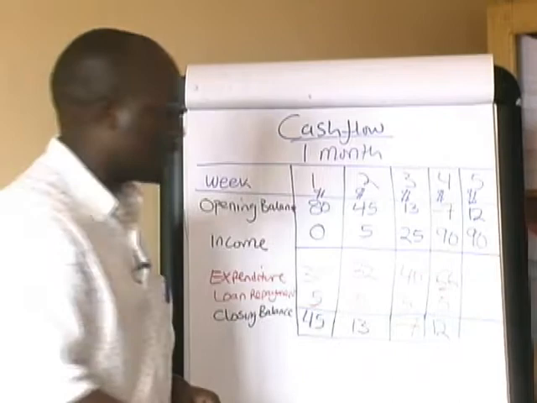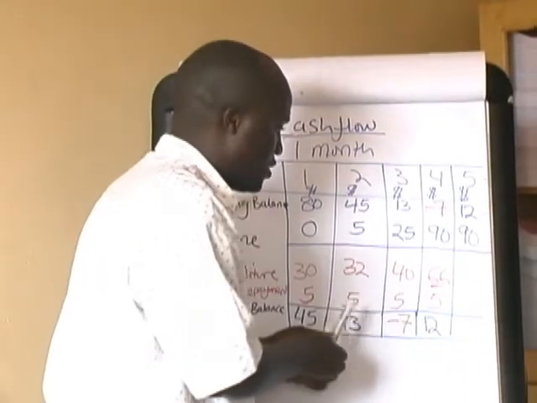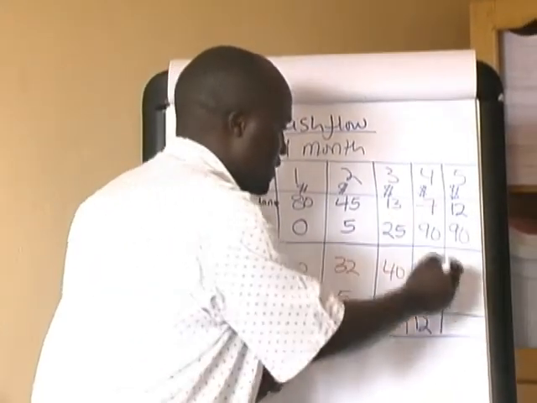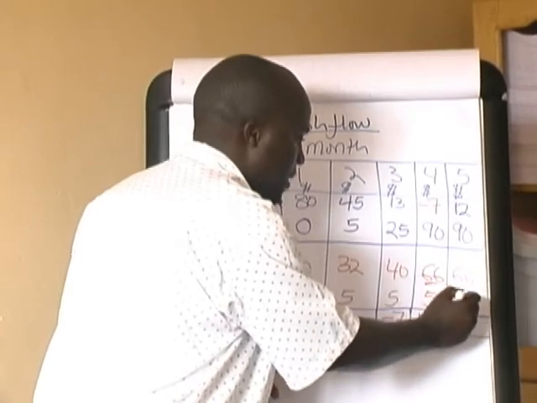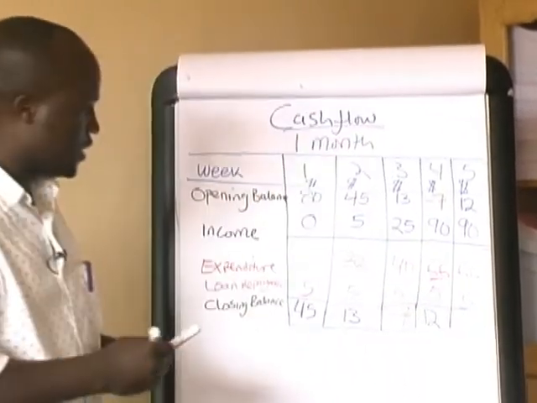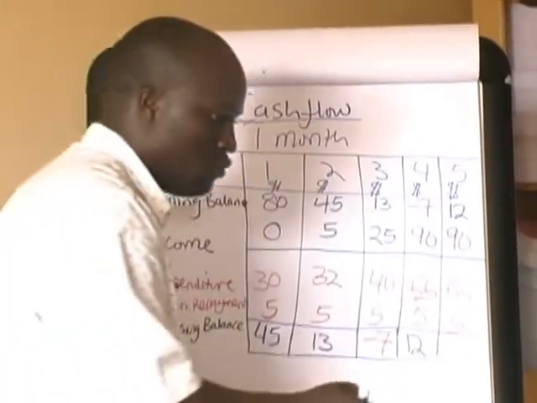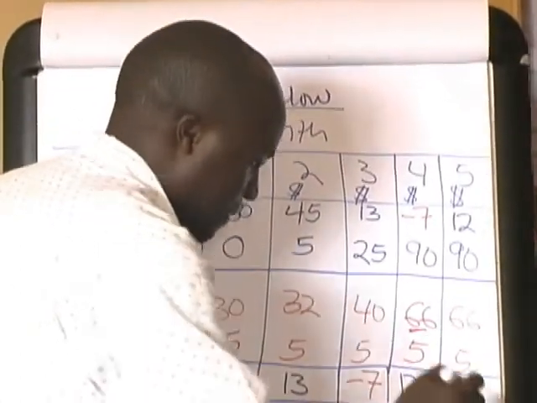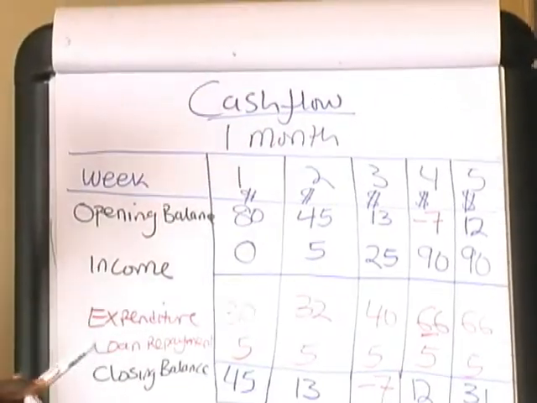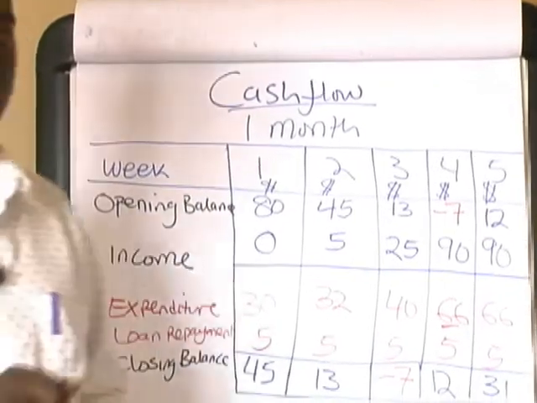Yes, the expenses would be 66 because the expenses haven't changed. It's 66, and you have $5 to take care of, and the result is that you finish your week with $31 as a positive.